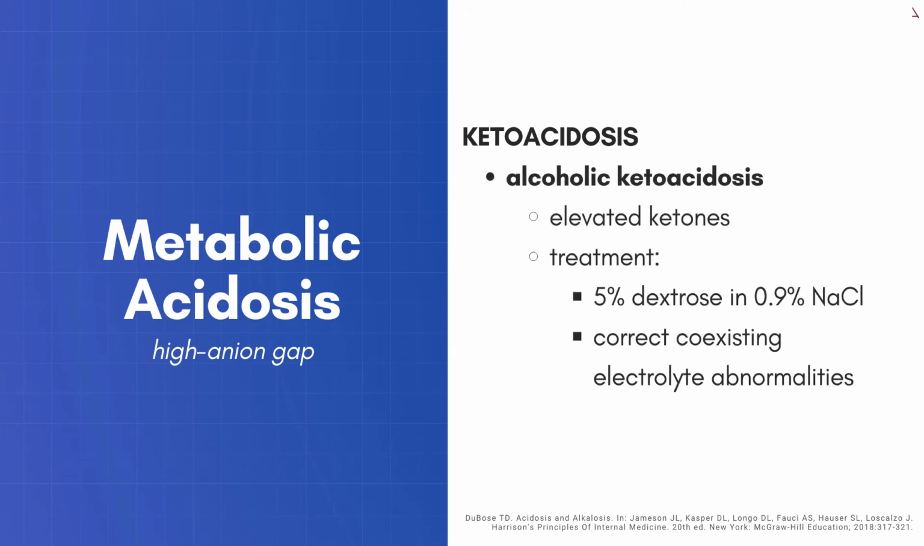The next is alcoholic ketoacidosis. This is associated with binge drinking, vomiting, abdominal pain, starvation, and volume depletion.